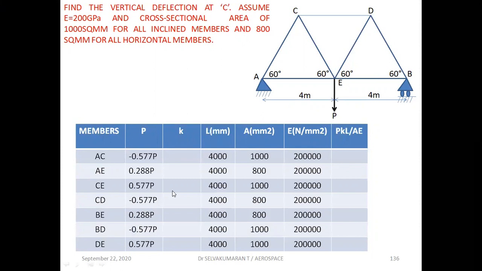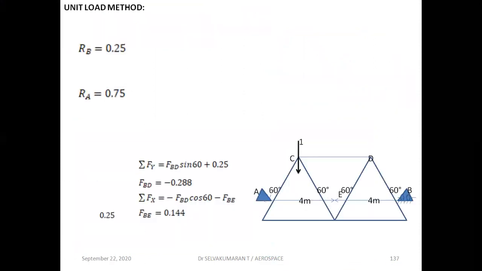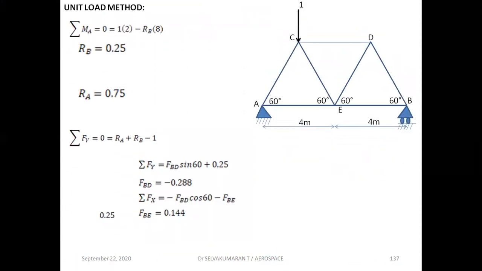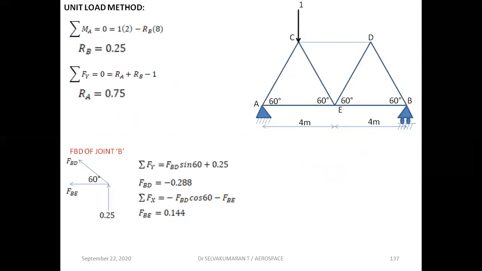Now the next step is to remove all the external loadings that are acting on the truss. Apply a unit load at the point where the deflection is required to be calculated. So this is the joint C, and I have applied a unit load 1. We are taking moments about this point.